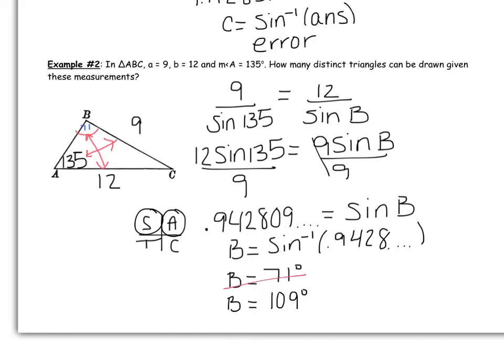Let's try 109. So instead of B is 71, we'll say B is 109. So go ahead and add 109 and 135. You get 244. 244 is still bigger than 180 degrees, therefore there's no angle that I can put for C. So I can't make a triangle out of any of those angles. Therefore, no triangles. Now if it helps, you can draw pictures for the two possible triangles. And I'll show you what that means by example 3.